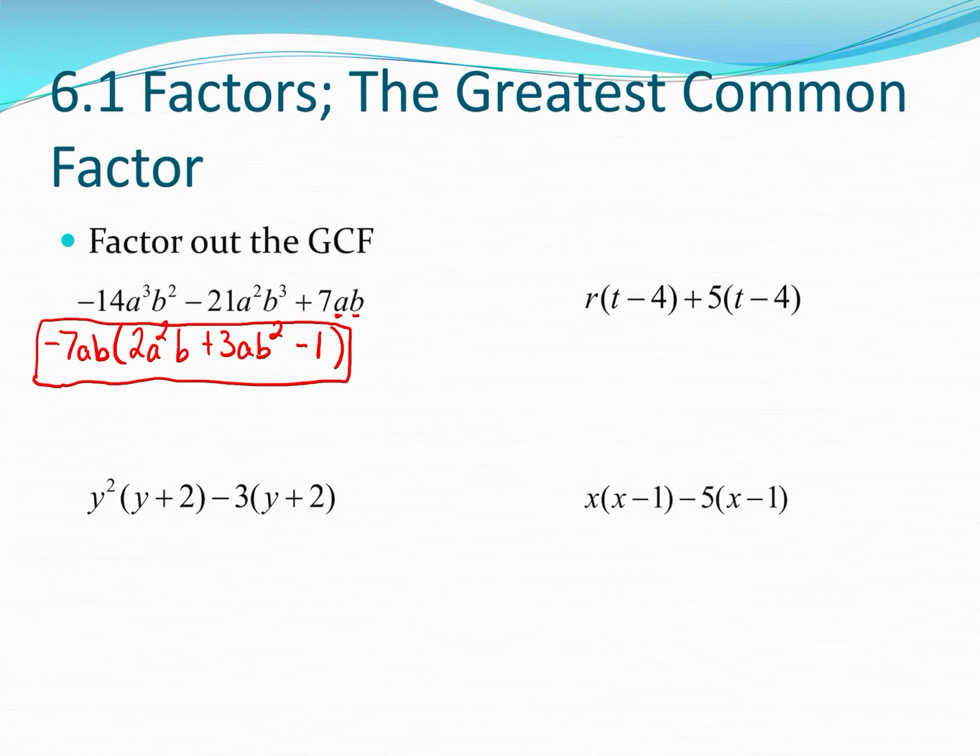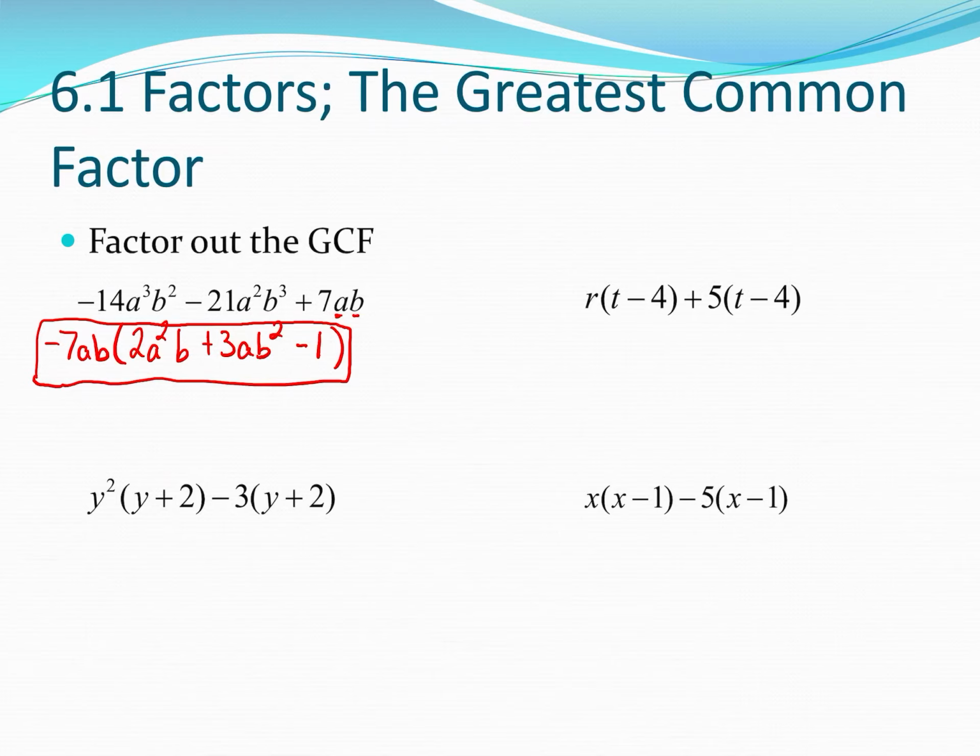A factor, well, let's talk about terms first. A term is a collection of things that are being multiplied or divided together. It may be numbers and letters and exponents and all that stuff. Terms are separated typically by addition and subtraction signs. A factor is those individual pieces getting multiplied.